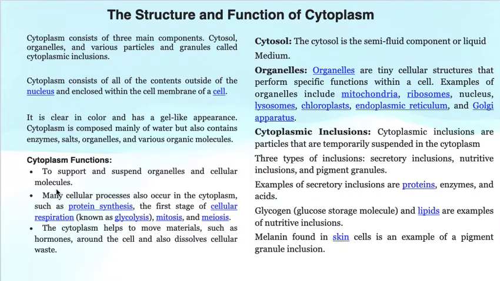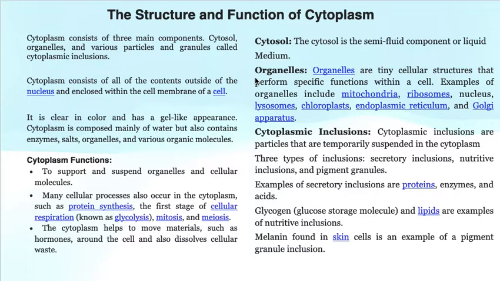Its functions: one, to support and suspend organelles and cellular molecules. Many cellular reactions also occur in the cytoplasm, such as protein synthesis, the first stage of cellular respiration known as glycolysis, and mitosis and meiosis. The cytoplasm helps to move materials such as hormones around the cell and also dissolves cellular waste.